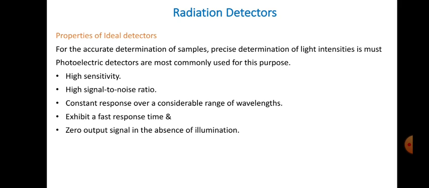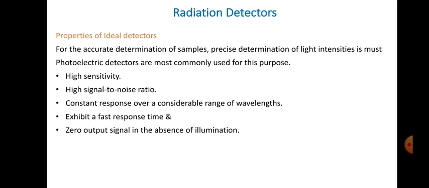Then next is the radiation detectors. Ideally we have the detector, and the role of the detector is that it should sense and detect the amount of light which is transmitted from the sample. It should either give the percent transmittance or it should give the amount of light which has been absorbed on a logarithmic scale.